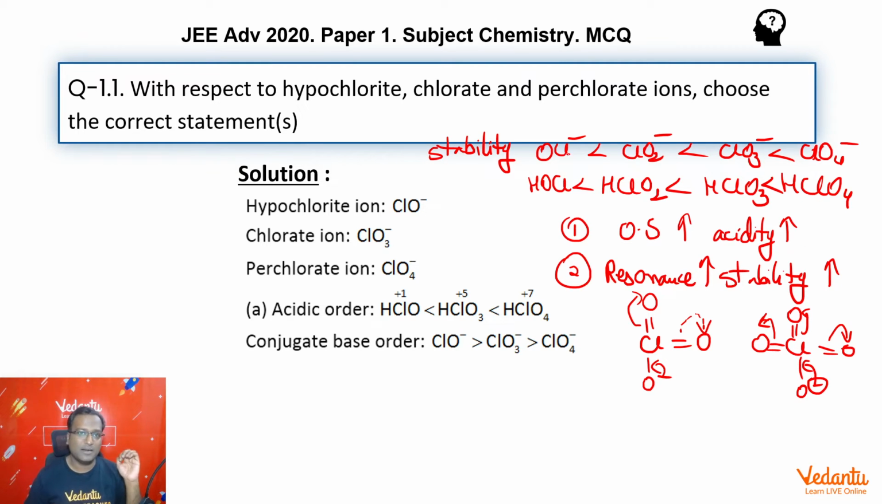Therefore, from here we can understand guys that OCl minus is the least stable conjugate base, right? And we can also say that because HOCl is the least acidic, then OCl minus is the most basic. Okay. Now, after this, this was the first point.